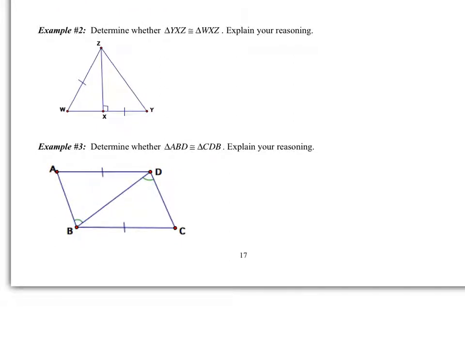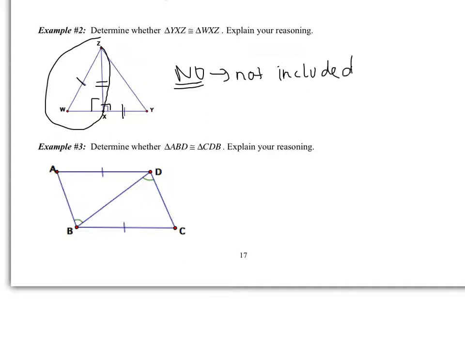Example 2, again, determine whether they are congruent. In this case, we have this side ZX that's within both triangles. I have one side congruent to another side, and I have a right angle and another right angle. Technically I have two pairs of sides and an angle, but the angle is not the included angle. It's not the angle in between the two sides, especially in the case of this left triangle. That right angle is not in between the two sides. So we would say no. For the reasoning, I'm going to say it's not the included angle.